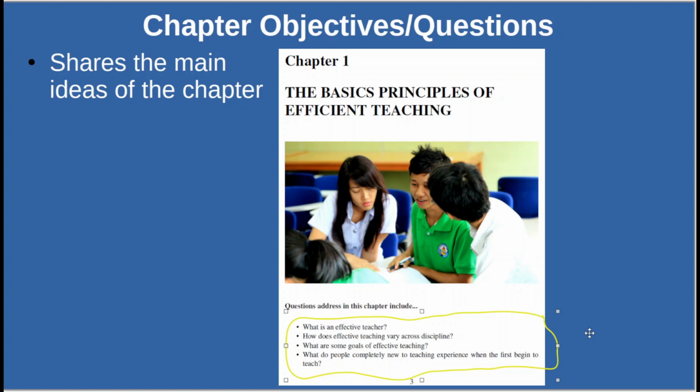So he or she is going to tell you what an effective teacher is. They're going to talk about some of the goals of effective teaching, etc. These are things that when you finish this chapter, you should be walking away with. They're almost like essential understandings for those of us who come from an education background.